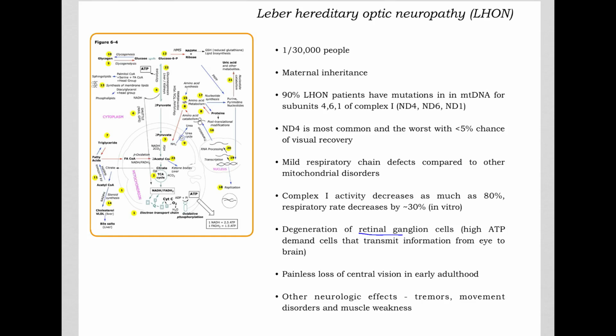The retinal ganglion cells require a lot of ATP. These are the cells that transmit information from the eyes to the brain. So these cells degenerate, and this leads to a loss of central vision. The loss of central vision is the predominant symptom in patients with LON. Other neurological effects are also seen, such as tremors, movement disorders, as well as muscle weakness.